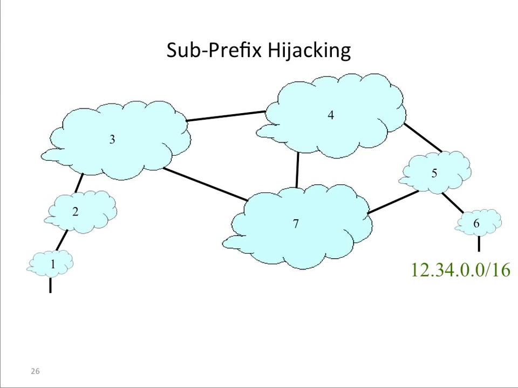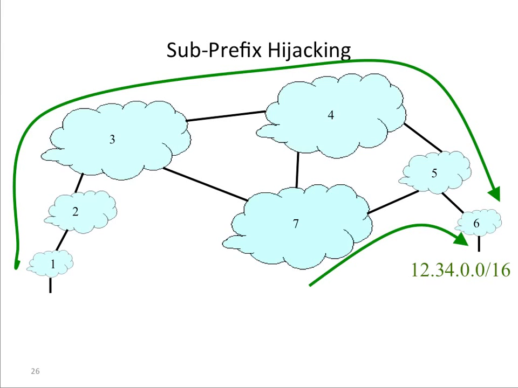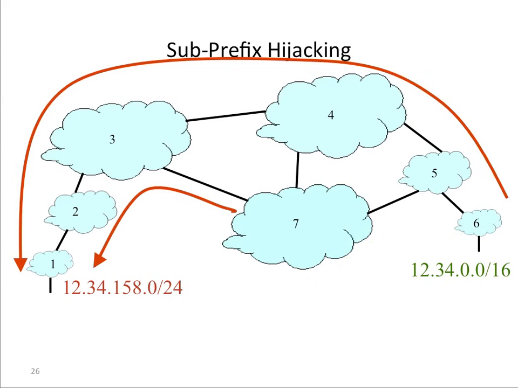You could also do sub-prefix hijacking. Let's say that this autonomous system is the legitimate owner of that prefix, and another autonomous system starts advertising this prefix. Why does sub-prefix hijacking work? Because routing prefers the more specific route. This is because of the way BGP works that we discussed earlier. If there are multiple matches for the same destination, then you prefer the most specific route.